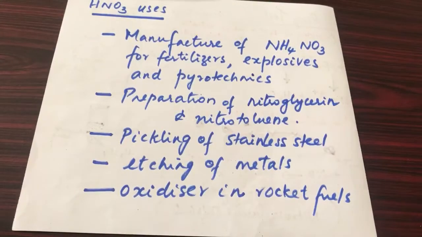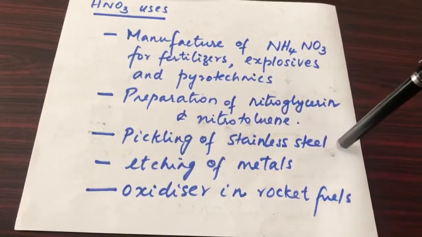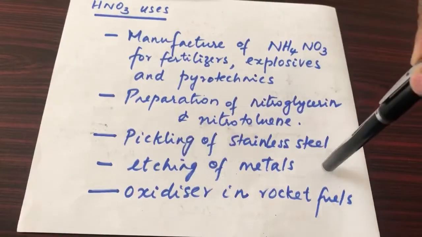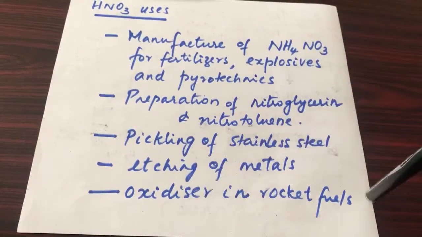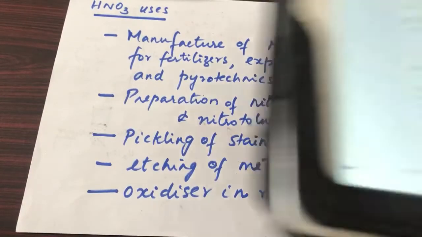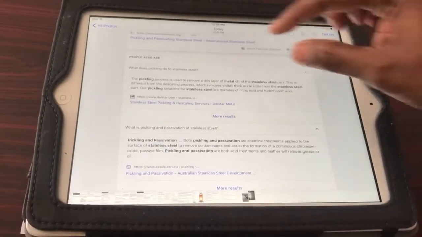Then it is used in the pickling of stainless steel. Pickling, I will tell you what it is. Then etching of metals. What etching is, I will also tell you. And as an oxidizer in rocket fuel. So these are the important uses of nitric acid. Now you just see here, I have taken a picture of the pickling process.